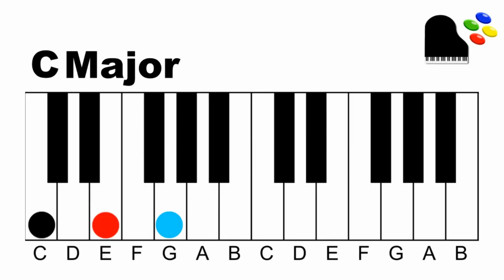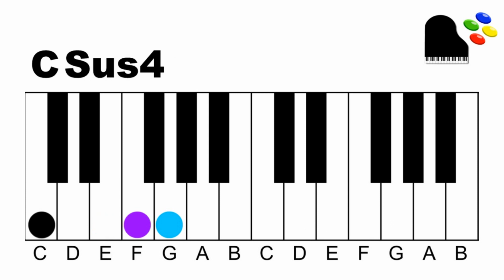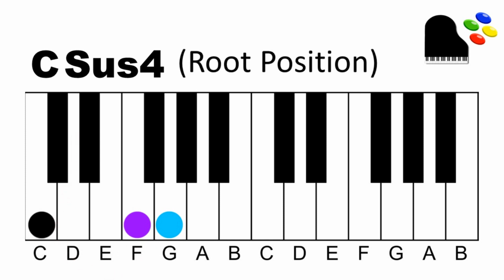All right, so here we have C major. Here we have our root, third, and fifth, and numbers are really important when you're talking about chords. So in order to create a suspended chord, also known as a Sus4 chord, we're going to play the fourth tone, which is this note here, and we're going to suspend the third. So here we have our C Sus4 chord, and just like we showed the C major chord in root position, this is C Sus4 in root position.